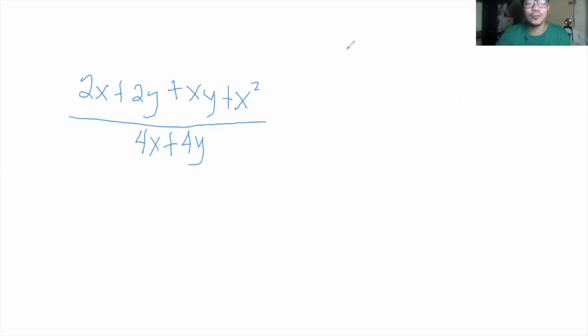It's also possible that the numerator can have more than one term. For example, here the numerator has 4 terms and the denominator has 2 terms. So in this case, do you remember how we can factor the one in the numerator? If you're thinking grouping, yes, you're correct. So we can group the numerator into 2x plus 2y and then plus xy plus x squared.